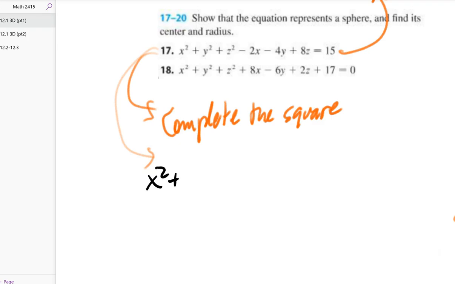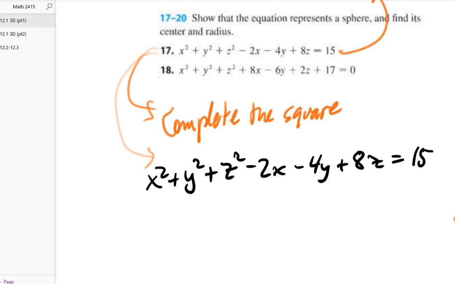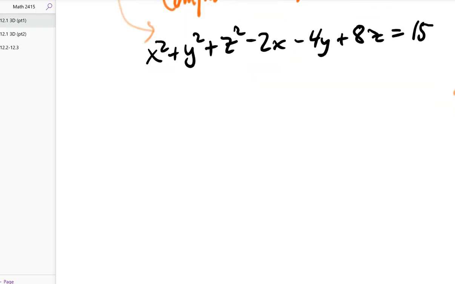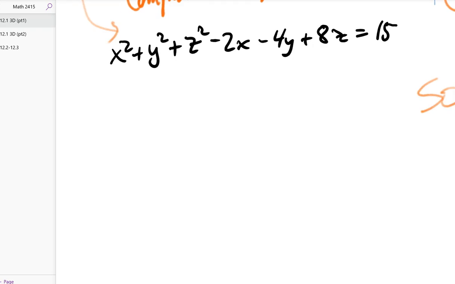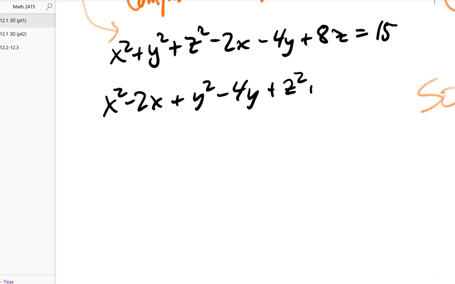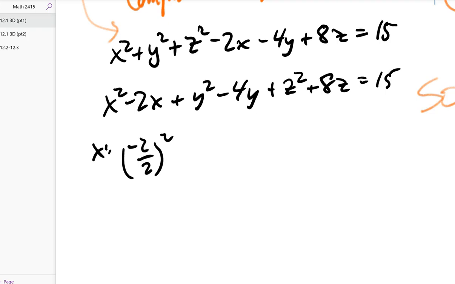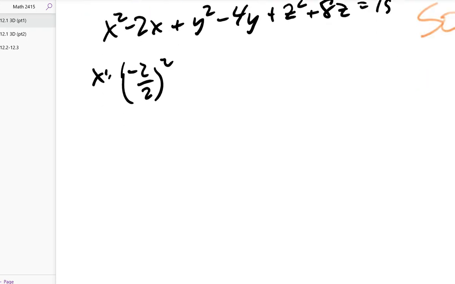So we have x squared plus y squared plus z squared minus 2x minus 4y plus 8z equals 15. So what you're going to do is group the x's together. So it's going to be x squared minus 2x plus y squared minus 4y plus z squared plus 8z equals 15. All right, now I'm going to take the x's. I'm going to take that negative 2, divide by 2, and square it. So basically you get negative 1 quantity squared equals 1.